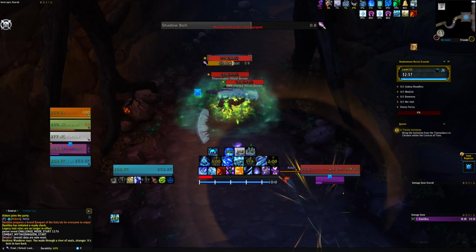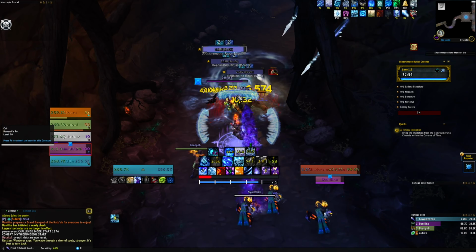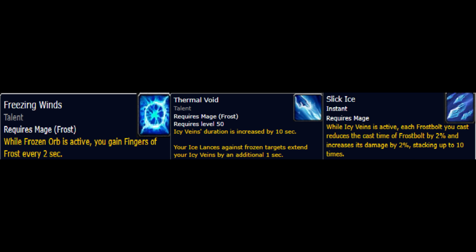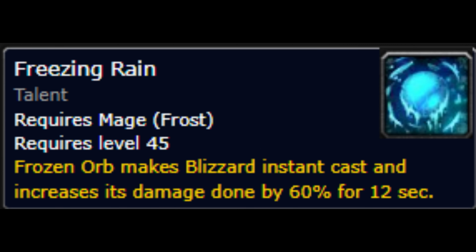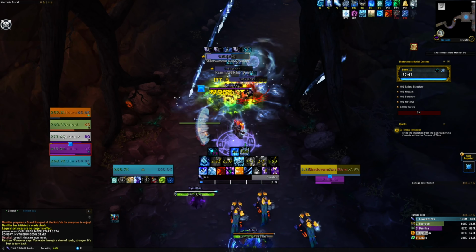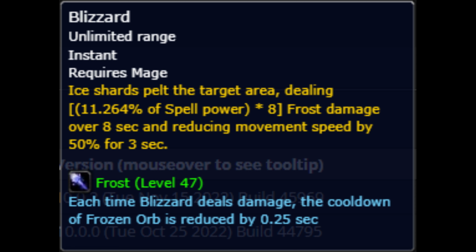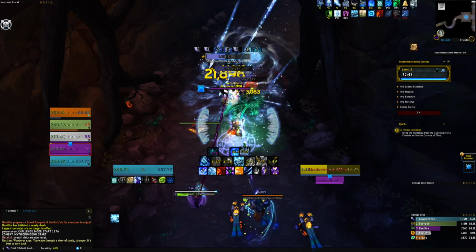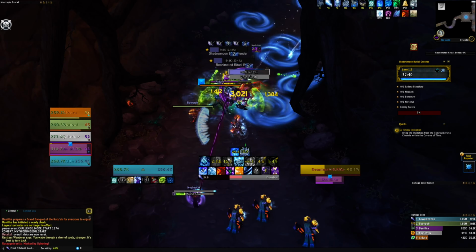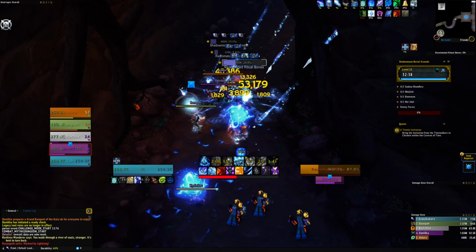As a Frost Mage, Frozen Orb is our offensive cooldown, and with a few talent choices it makes Frost Mage in cleave or AoE situations extremely strong. Freezing Wind grants Fingers of Frost every 2 seconds. Freezing Rain makes Blizzard instant cast when Frozen Orb is down. We haven't talked about Blizzard before, but whenever Blizzard does damage, it reduces the cooldown on Frozen Orb by 0.5 seconds. Basically, these 2 talents make your Frozen Orb in AoE extremely potent as you get a lot of Ice Lance procs, while at the same time you also get your Blizzards for free.